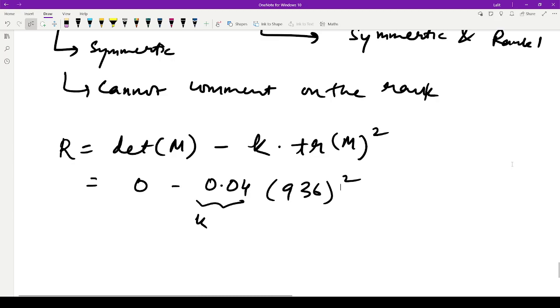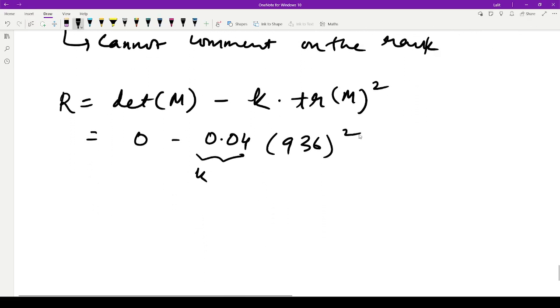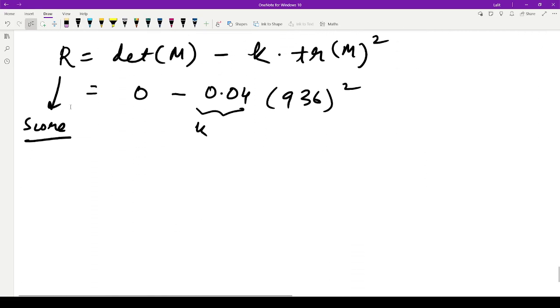Given this, what properties of the Harris corner score, the corner response measure, can you use to determine whether it's a corner or not? For a flat region, what should R be?